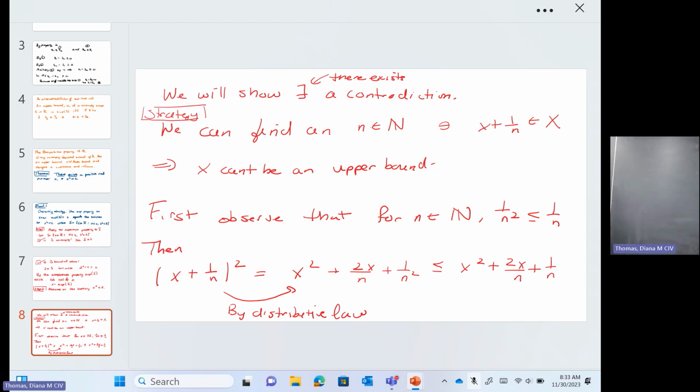Stay with me, Cooper. The 1 over n squared. So we do this a lot in our analysis. This 1 over n squared is going to be smaller than this.